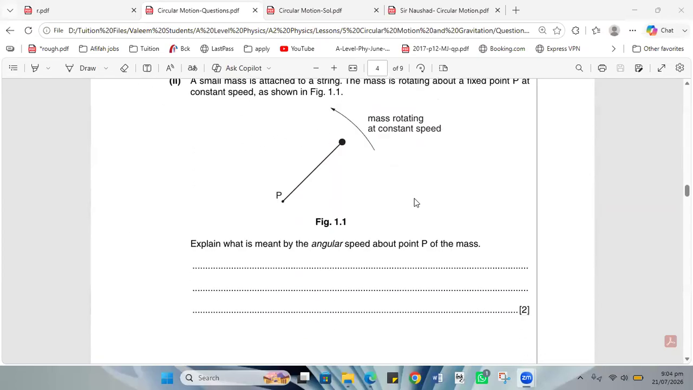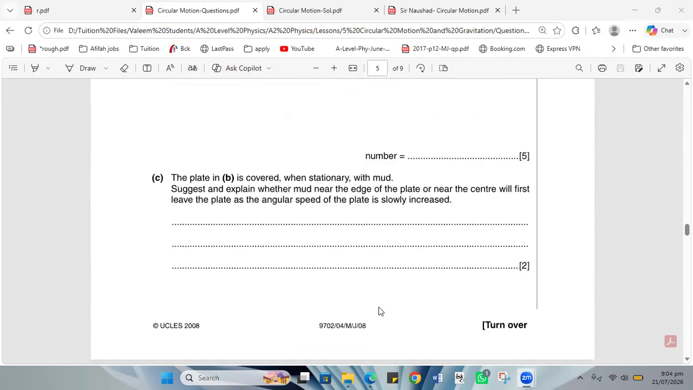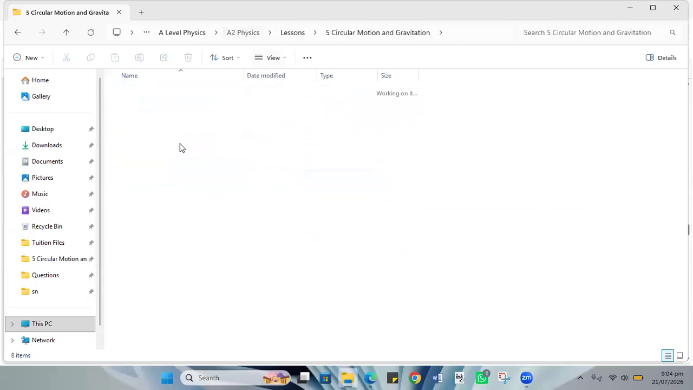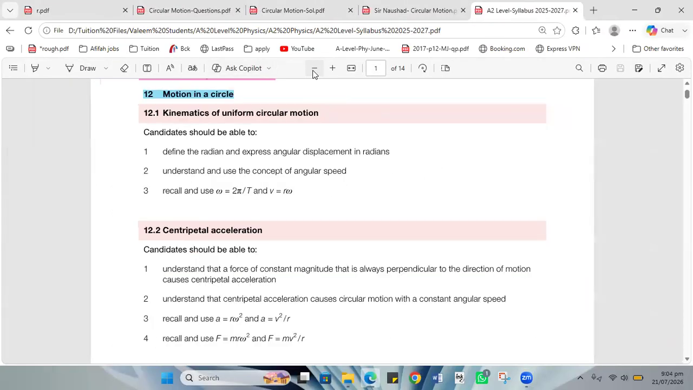All right, so we were doing circular motion in our previous class. We completed circular motion. Circular motion, if you look at the syllabus, is actually a small topic. If you just quickly go over all the points, all the checkpoints, we have done all of them. We have covered all of them.